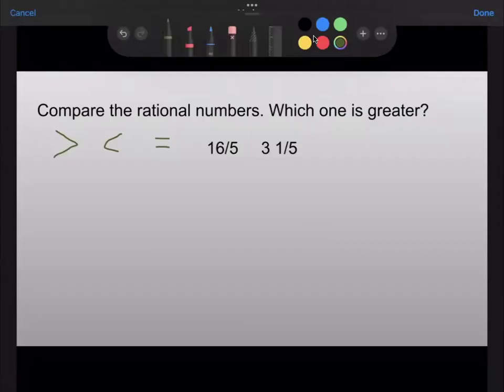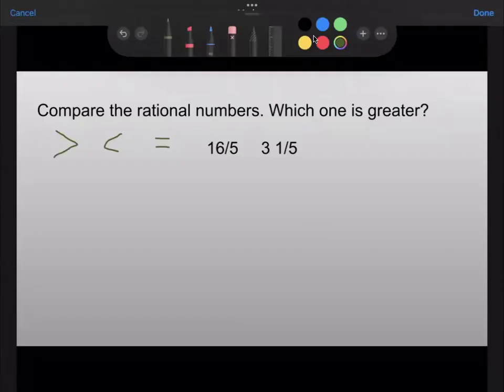The one that we open the symbol to, or open the alligator's mouth, as you may have heard before, is the greater one. So if 16 over 5 is greater, it would be open to this amount. If the other amount, 3 and 1/5, is greater, we're going to open the symbol to that amount. So we need to figure out which one of these is greater so we know which way to open our symbol. These are easier to compare when they're in the same format.